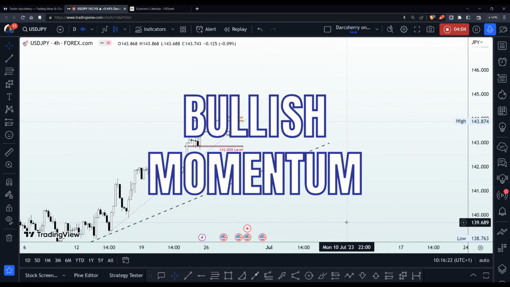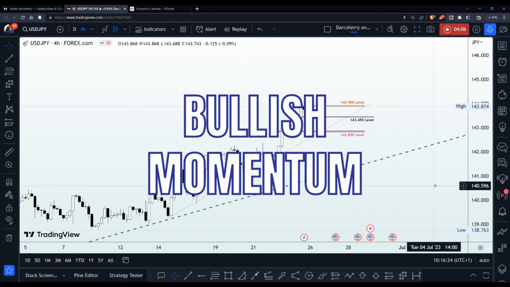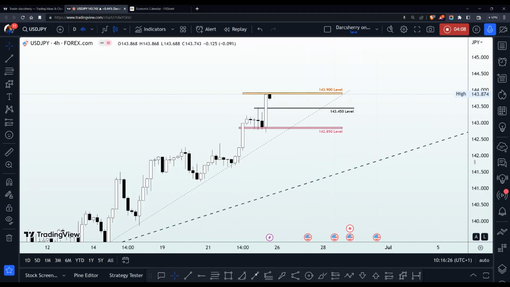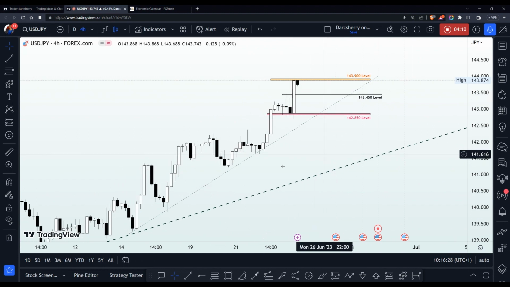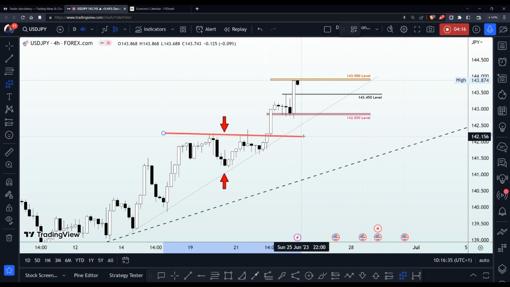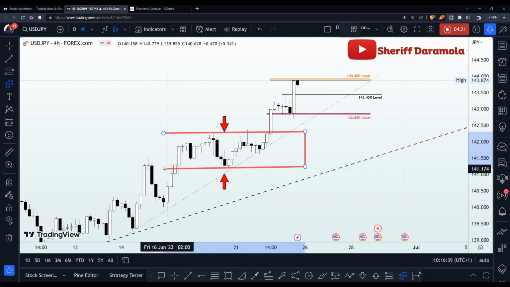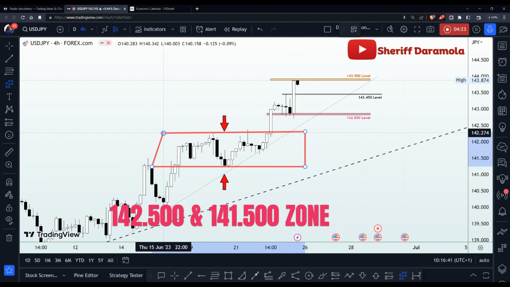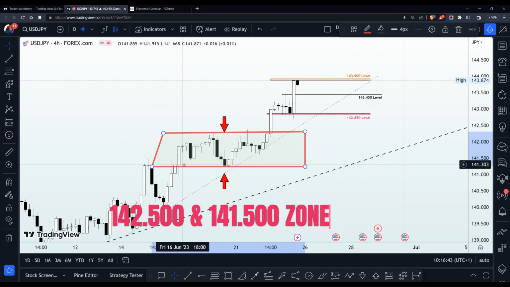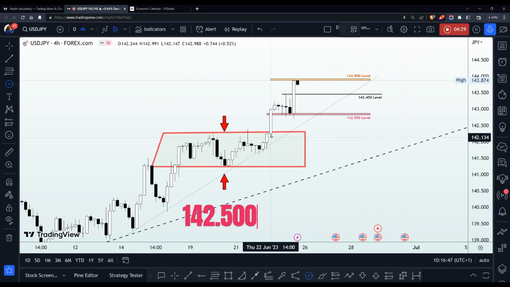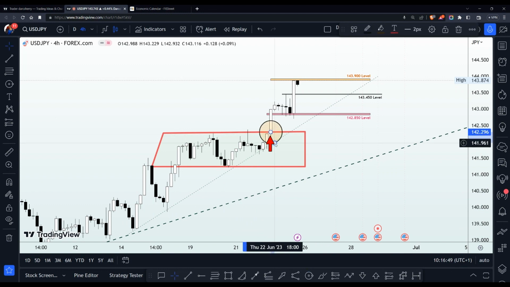However, if we zoom into the current market structure, that is what has been going on in this market in the last 1 week. Remember, during the course of last week's trading session, we saw this whole indecisive phase where price action was ranging between the 142.500 and the 141.500 zone before that final breakout happened on Thursday.